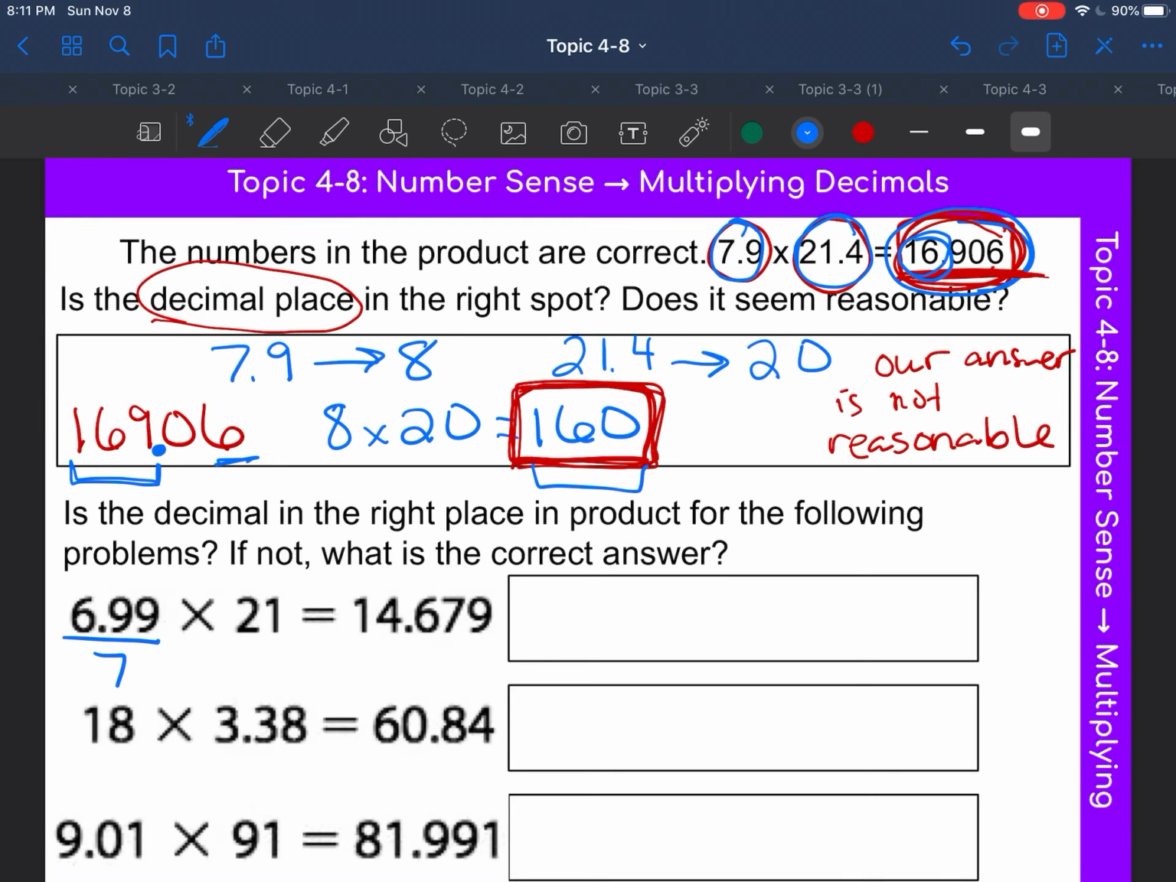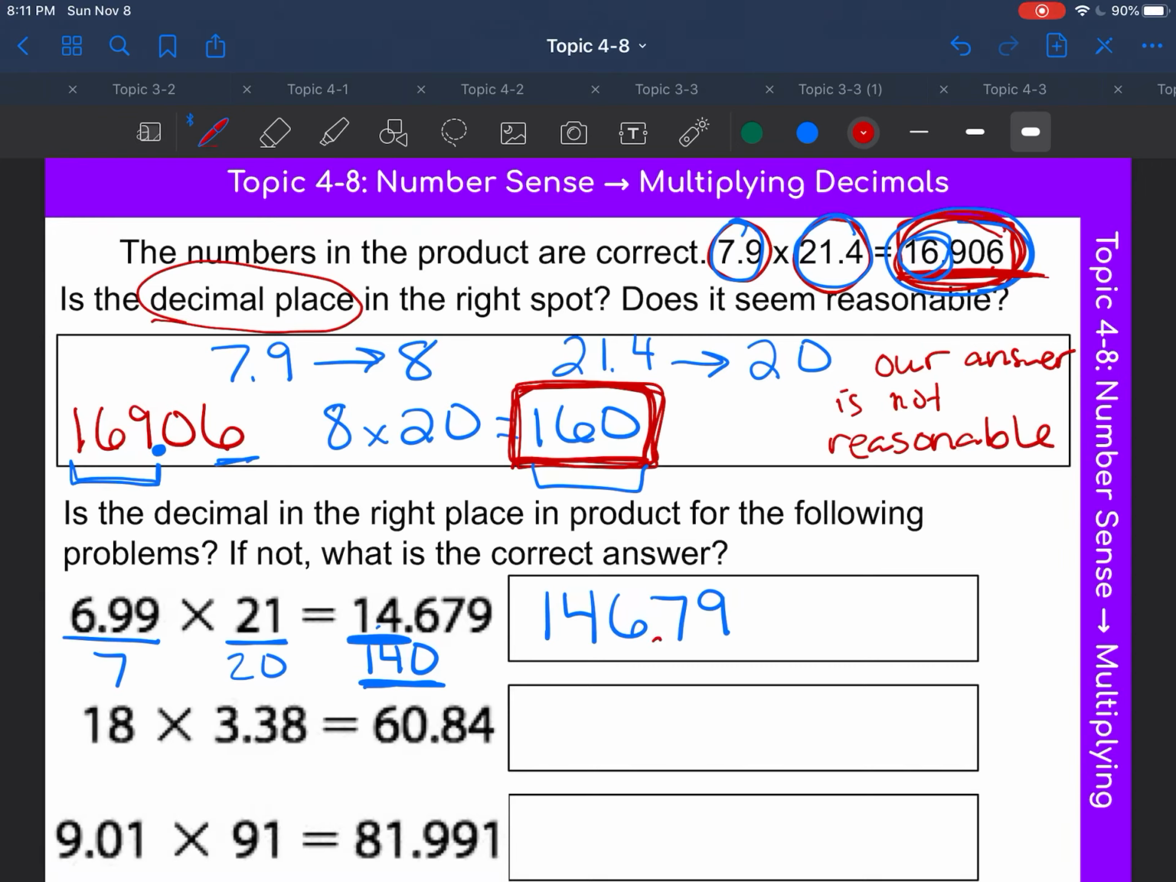7. And 21 is really close to 20. So 7 times 20: 7 times 2 is 14, plus the 0 is 140. Does 14, because this is the whole number, seem close to 140? No. So if all of these digits are correct, where should our decimal place actually go to make it seem reasonable?